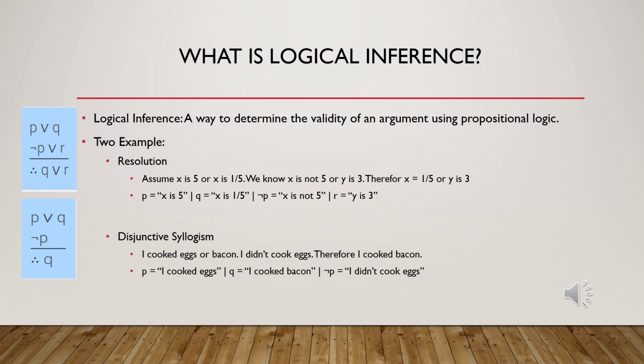With disjunctive syllogism, the example is: I cooked eggs or bacon. I didn't cook eggs, therefore I cooked bacon. And I split it up as well. So P is I cooked eggs, Q is I cooked bacon, not P is I didn't cook eggs. And as you can see, the format matches: P or Q, not P, therefore Q.